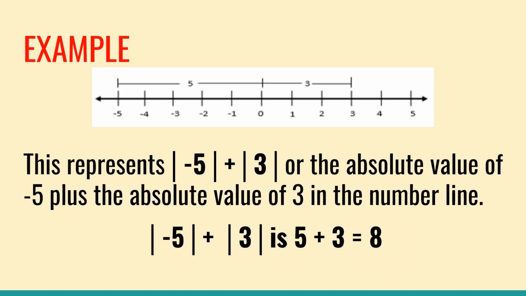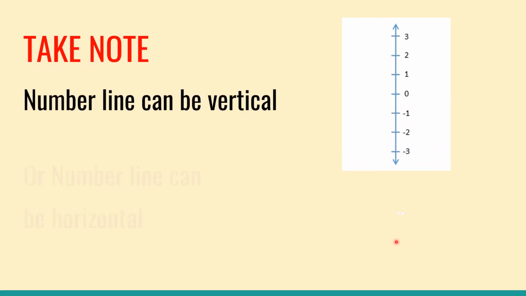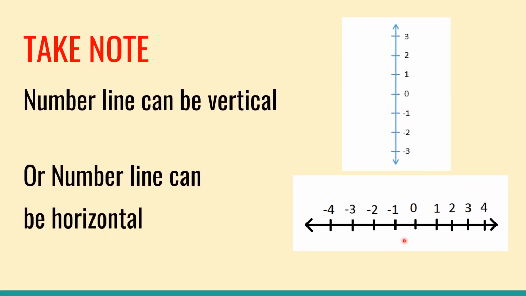Tandaan na ang sagot sa absolute value na nakakulong sa bar ay laging positive. Take note that number line can be vertical o nakatayo or horizontal o nakahiga. Sa vertical number line, ang positive numbers ay nasa itaas at ang negative numbers ay nasa ibaba. Sa horizontal number line, lahat ng positive numbers ay papuntang kanan at lahat ng negative numbers ay papuntang kaliwa.